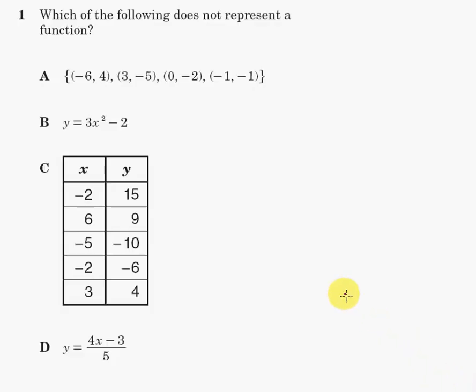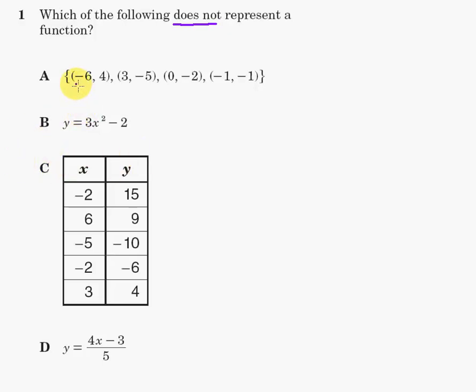This question is from Objective 1. Which of the following does not represent a function? To be a function, remember that the x values cannot repeat. So we're looking for one of these sets that has a repeating x value.